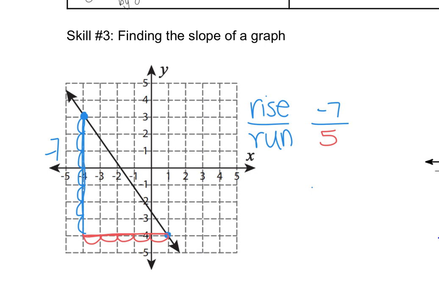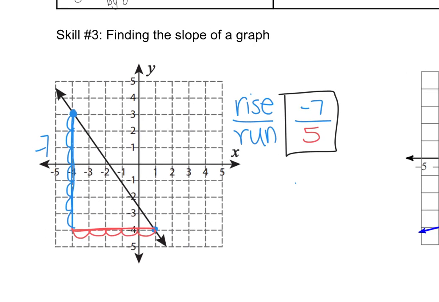If you type that in the calculator, you don't get a nice whole number, so we're just going to leave it negative 7 over 5. So anytime really that you type in a slope and you get a decimal, I would just leave it the fraction that you typed in. So negative 7 over 5, I get a decimal, just going to leave it negative 7 over 5. Pause if you need to.